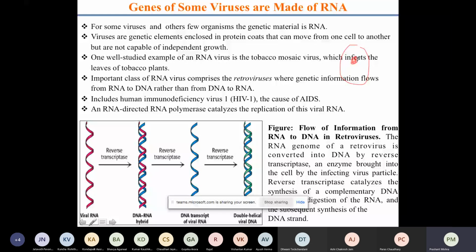They are not capable of independent growth. Now, one well-studied example of an RNA virus is the TMV virus. You will be learning more about this later on, which infects the tobacco plants and the leaves of the tobacco plants. An important class of RNA viruses is retroviruses, where genetic information flows from RNA to DNA rather than DNA to RNA. This kind of information flow is also seen in HIV, the AIDS virus.